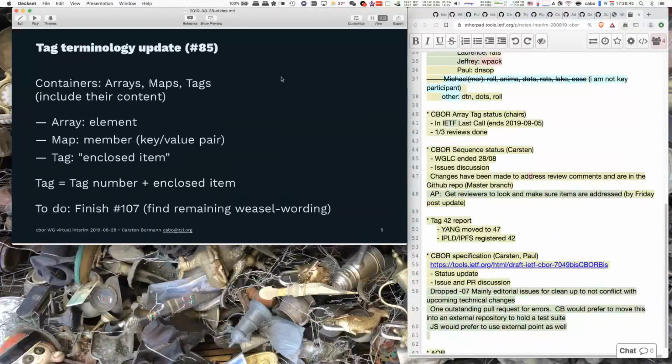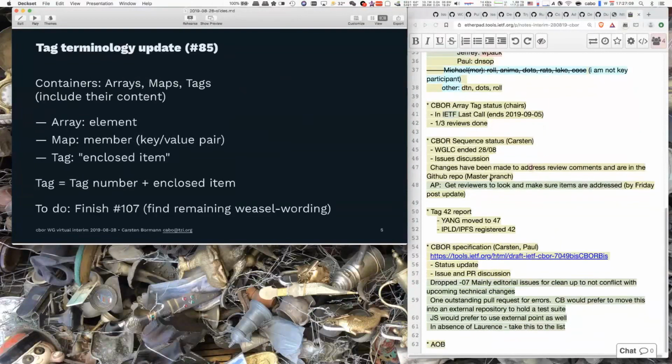On the issues, as I said, the main item was the tag terminology update for -07. That's issue number 85. I haven't closed that yet because I think this still needs review whether we correctly did this. So basically, the idea is to make it more clear that we have three kinds of containers in CBOR. We have arrays and maps, obviously, and we have tags, which is a very special container, which just combines a tag number and an enclosed item.